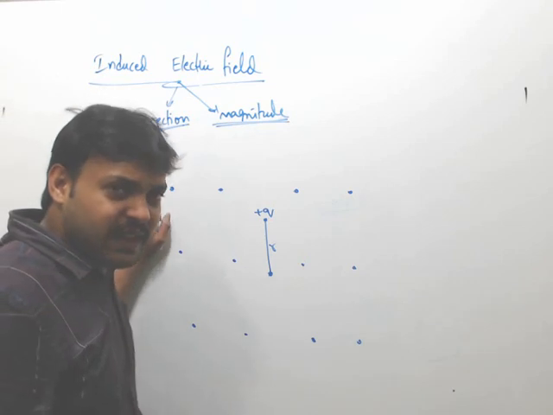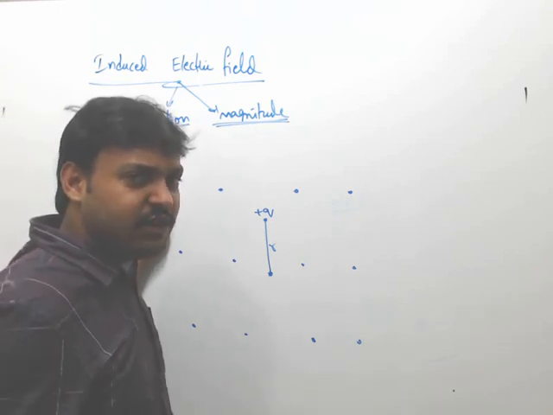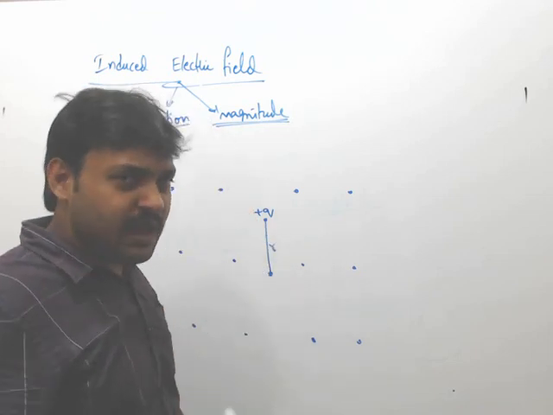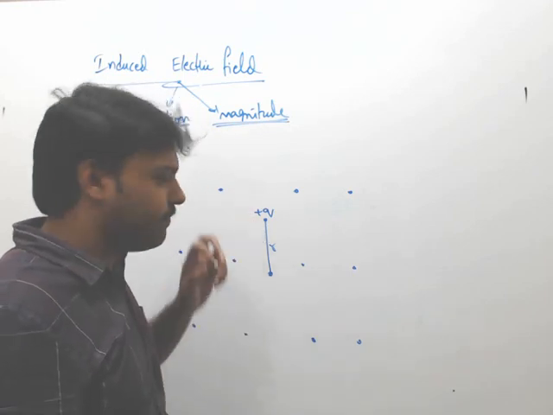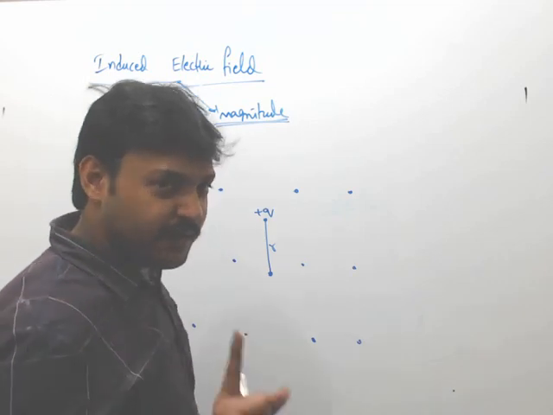Now the magnetic field is varying. If the magnetic field varies, what will happen? An induced electric field develops. Due to that induced electric field, this positive charged particle will definitely move. Now my question is, in which direction will this charged particle move? Pause the video and think.